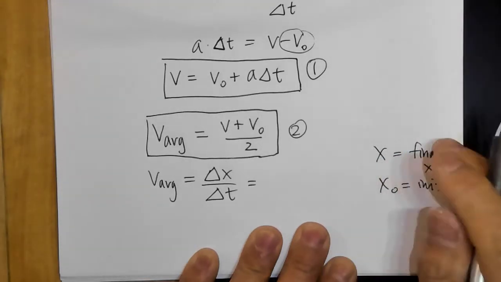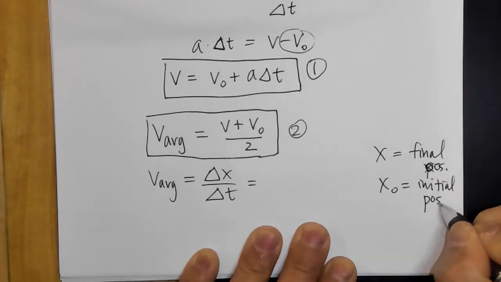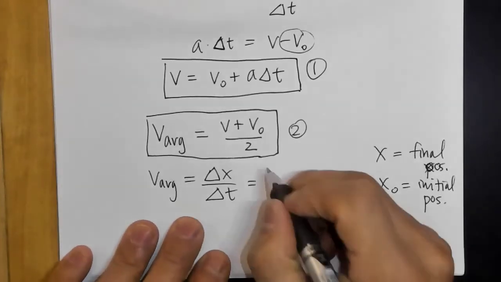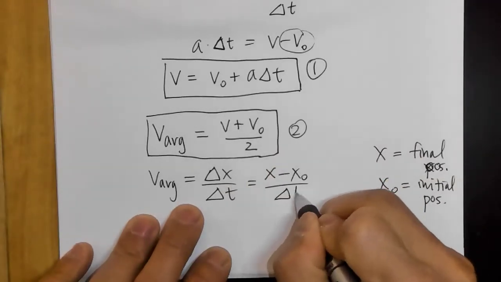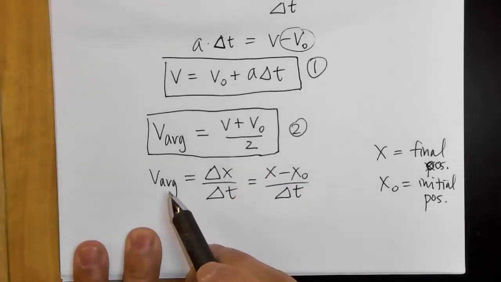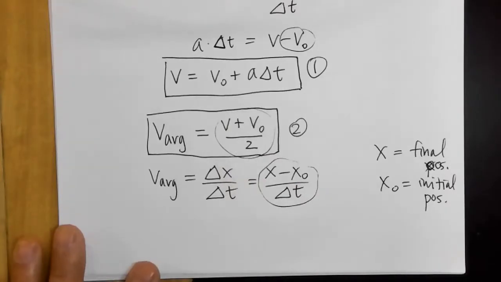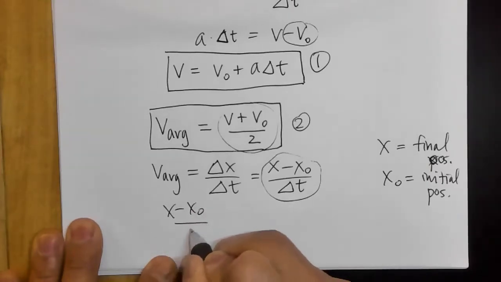Okay, so that looks stupid. X equals the final x. Let's use the word final position, and x0 is equal to the initial position. So then we have delta x is equal to x minus x0 over delta t. So now I have two formulas for V average. I have this formula, and I have the formula from box number 2. So I have x minus x0 over delta t.